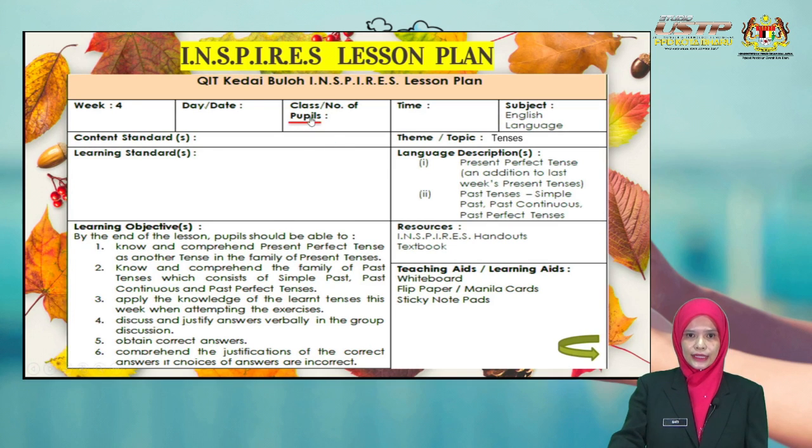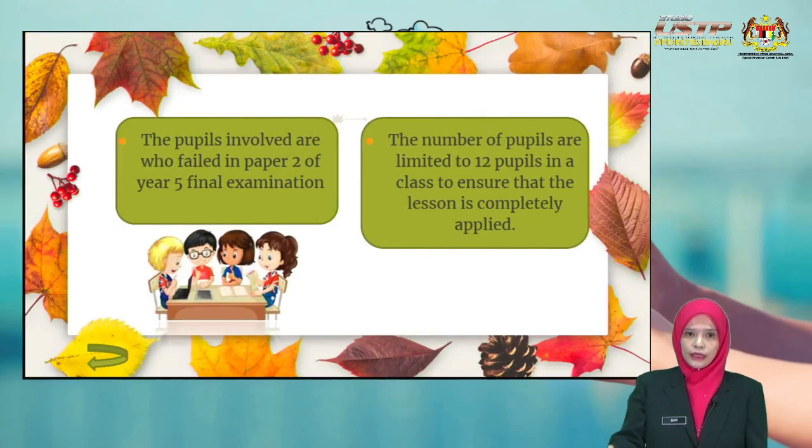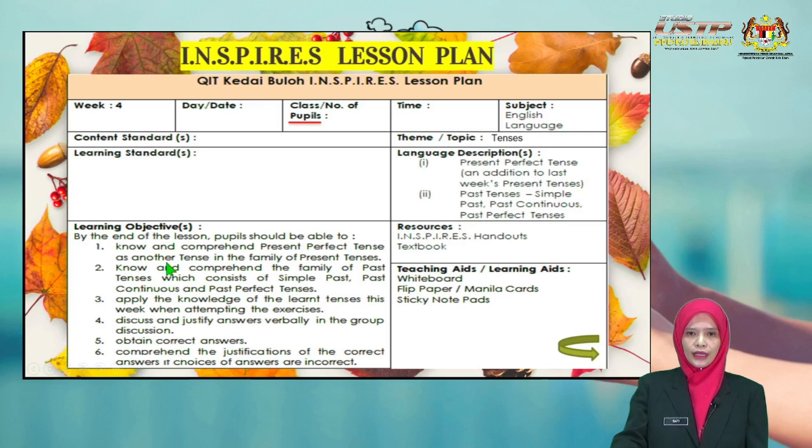Let's look at the pupils. The pupils involved are those who failed paper 2 of the Year 5 final examination, and the number of pupils is limited to 12 in a class to ensure that the lesson is completely applied. And for the time, we usually conduct our Inspires class after school time for a 2 hour lesson.